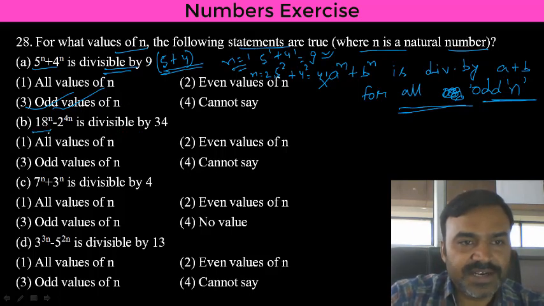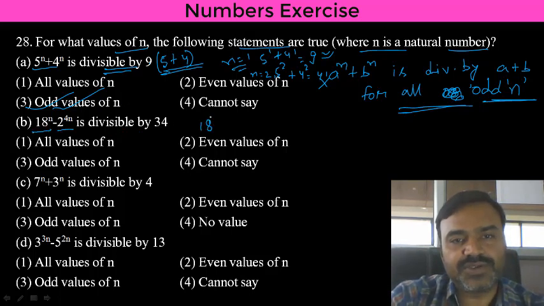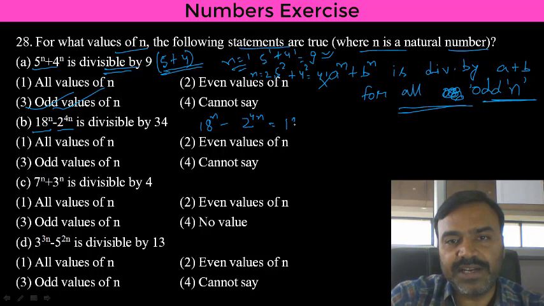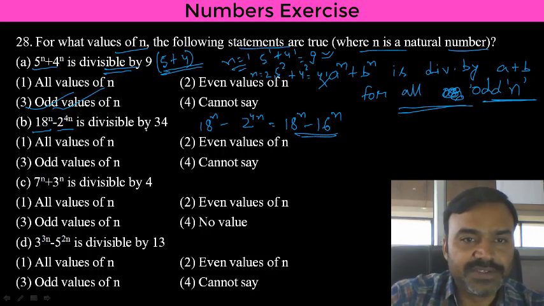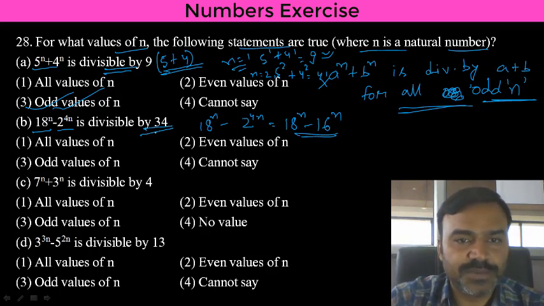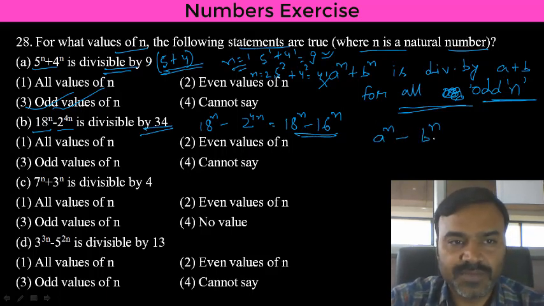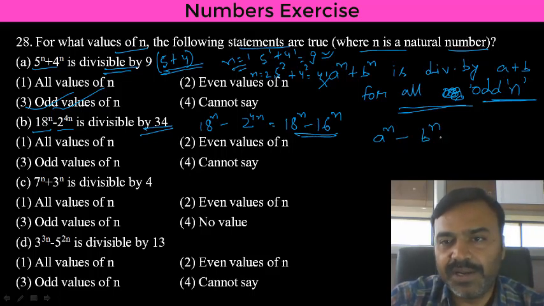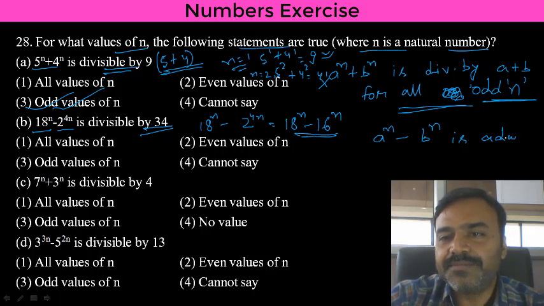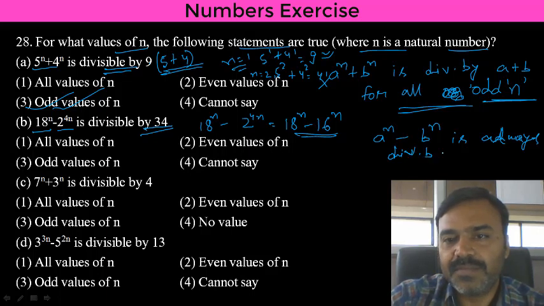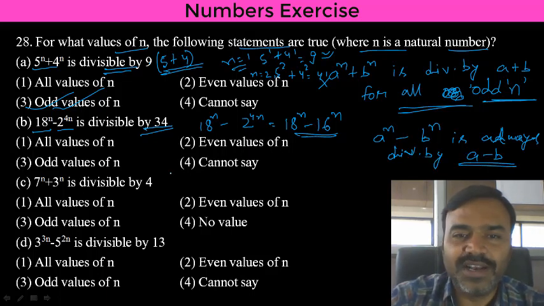Now the next one: 18 raised to n minus 2 raised to 4n. First of all, 2 raised to the power 4n can be taken as 2 raised to 4, to the power n. So it is 18 raised to n minus 16 raised to n, as 2 raised to 4 is 16. Right? Is it divisible by 34? Let's see if it is possible. Now for this there is another rule: a raised to n minus b raised to n is always divisible by a minus b. So clearly this number is divisible by... oh, but here we have to check for 34.